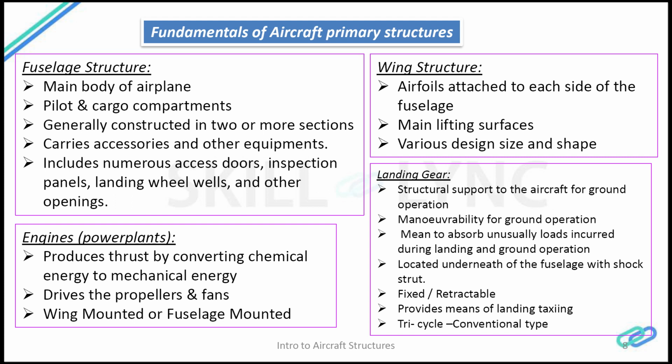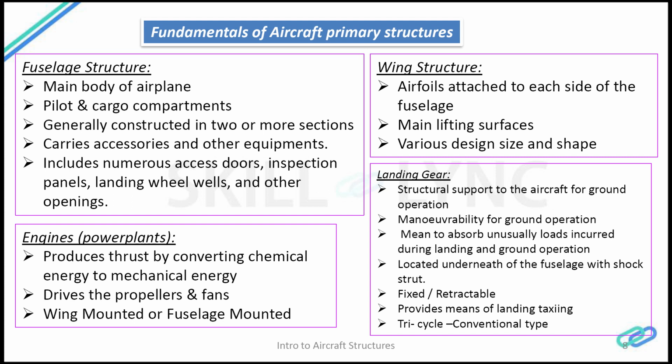Any aircraft you take, whether it is a commercial VIP jet or a very large passenger aircraft, the fuselage is generally made of at least two or three sections. They call them the forward fuselage, mid fuselage, and the aft fuselage. They won't be constructed in a single section. Why? The reason is that it is easy for maintenance. In case of any damage, they can remove the forward fuselage and replace it.